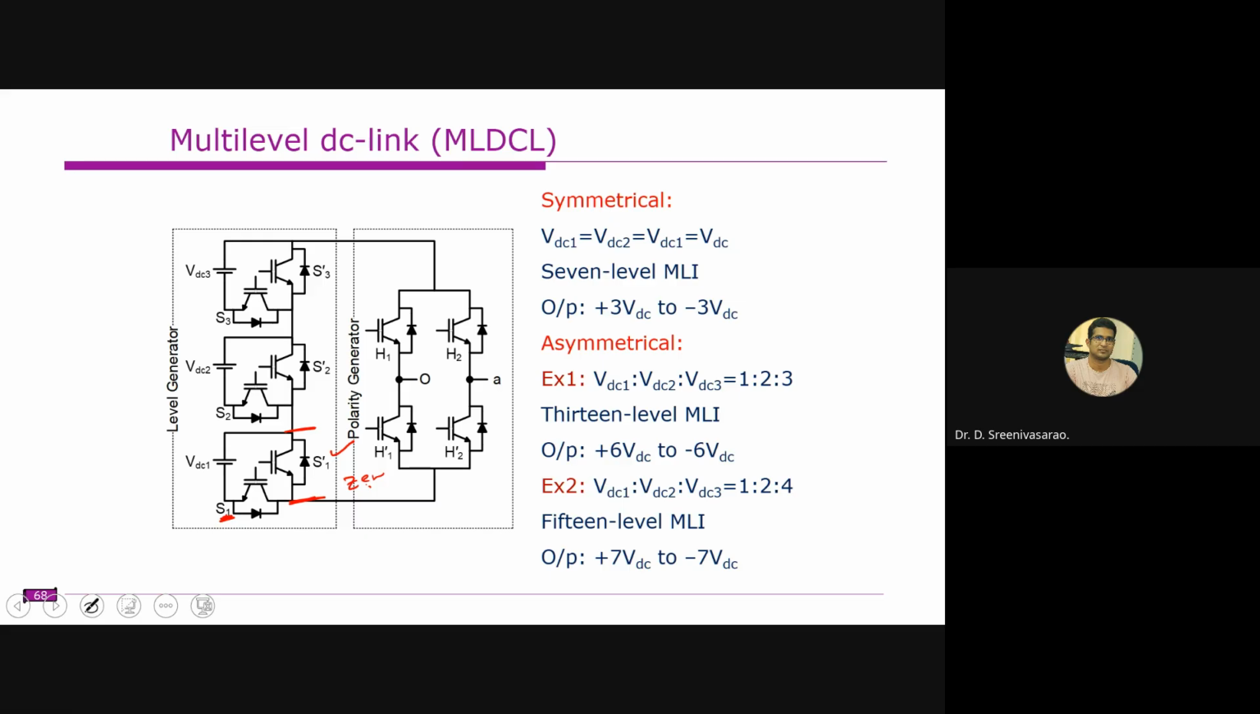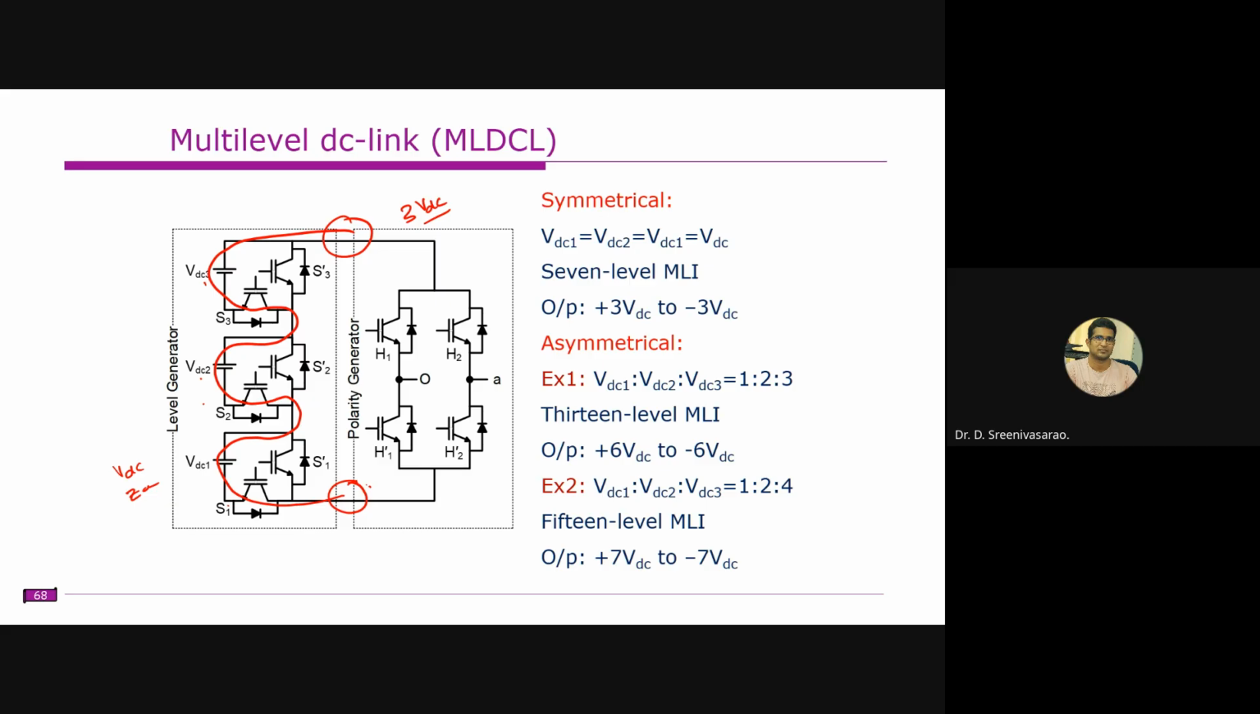Assume all are the same: VDC1, VDC2, VDC3, which are equal to VDC. That means each cell is producing VDC voltage and zero. Similarly, this is VDC voltage and zero, all are like that. Now we can have paths like this. Let us assume you turn on the switch S1. Now you can go like this, so between these two, you are getting a 3 VDC voltage. All are the same.